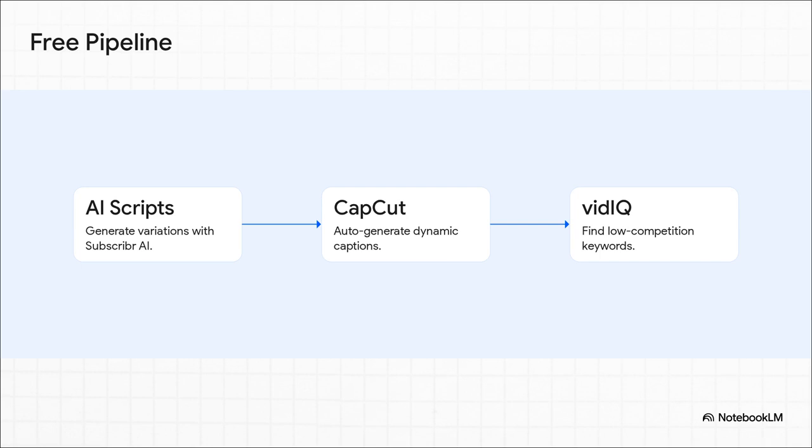Step 2, once your audio is recorded, just drop it into CapCut to auto-generate those massive, dynamic, flashing captions that keep viewers glued. And step 3, stop guessing your titles. Rely on the free search features inside vidIQ to uncover high-volume, low-competition keywords for your title and description before you even think about hitting publish. It is a completely free, highly optimized pipeline from start to finish.